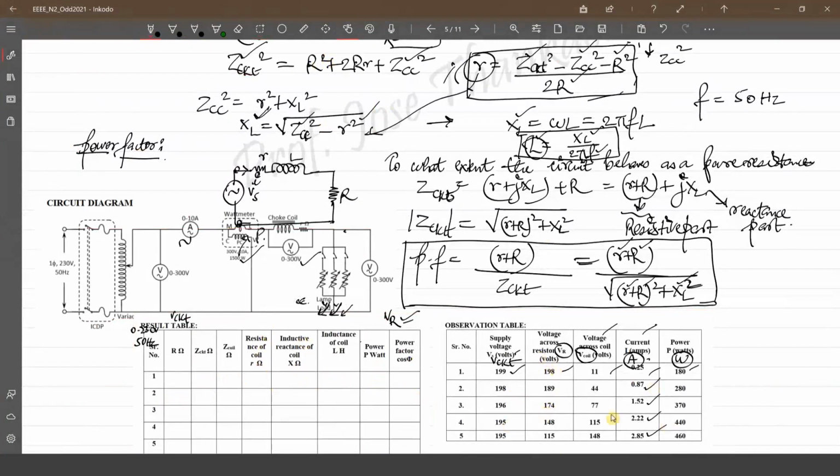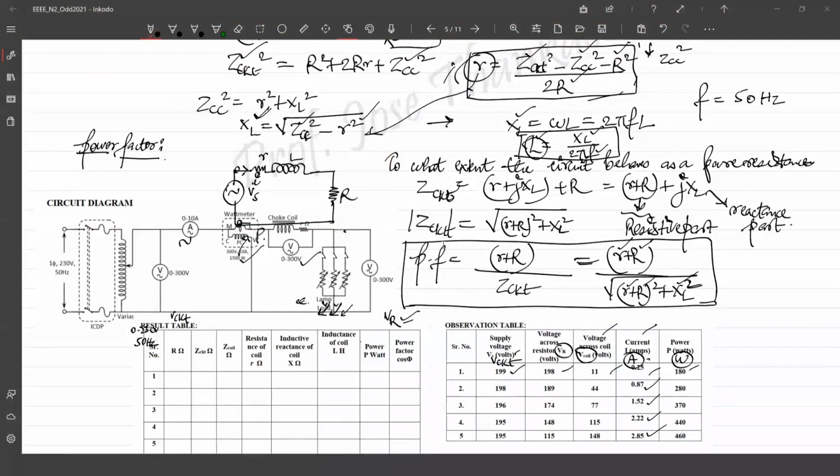Whatever you have calculated from these observations, these are the observations which you have to write down, and finally fill these values for each reading. So 5 readings you have. So correspondingly for all 5 readings, you can calculate these values from the given formula. Fine. Now after that, in this circuit, you also have to draw the phasor diagram. For that, there is some procedure which is mentioned. I will discuss that later.